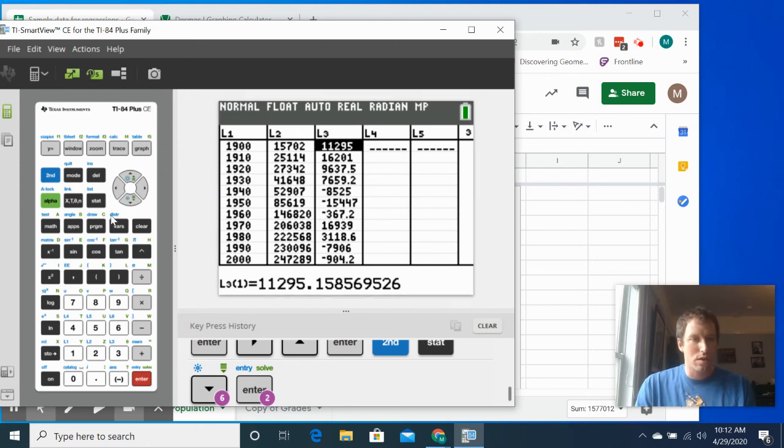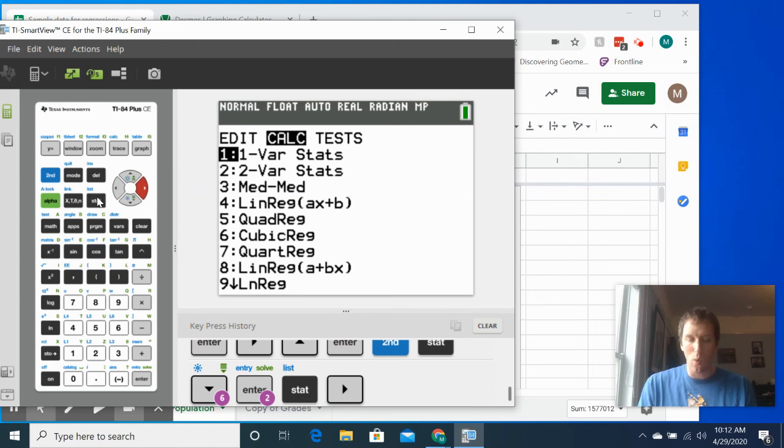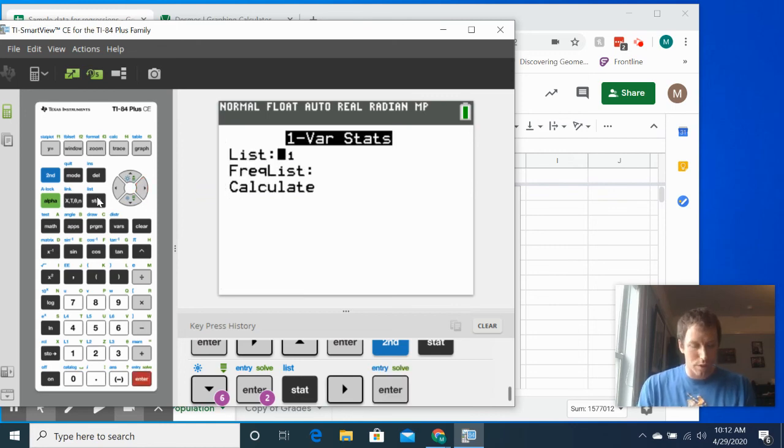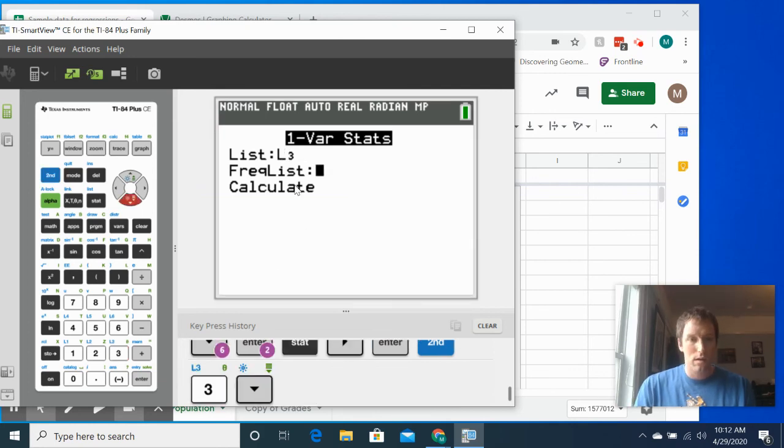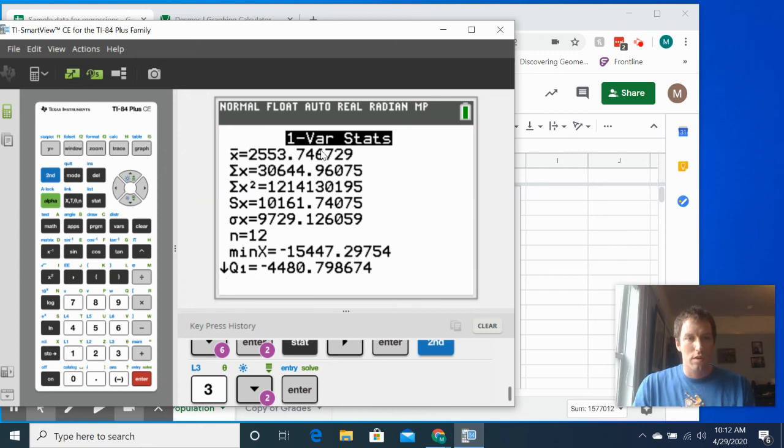To do the sum of the squares of L3: stat, calculate, one variable stats, do it on L3, second the number 3 to bring up L3, calculate. There's the average, there's the sum, but this is the one I'm interested in, the sum of the squares of the residuals. This number by itself is relatively meaningless. Let's see, it's 1,214,130,195. So the sum of the squares of the residuals of the logistic model is about 1.2 billion.